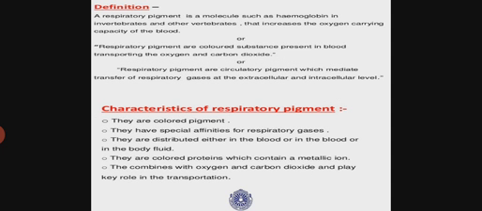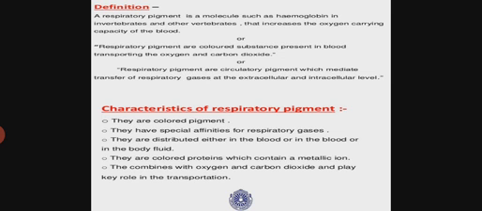Coming to the definition, a respiratory pigment is a molecule such as hemoglobin in invertebrates as well as in vertebrates that increases the oxygen carrying capacity of the blood. Or respiratory pigments are colored substances present in the blood transporting oxygen and carbon dioxide. Or respiratory pigments are the circulatory pigments which mediate the transfer of respiratory gases at the extracellular and intracellular level. So these are the different definitions for respiratory pigments.